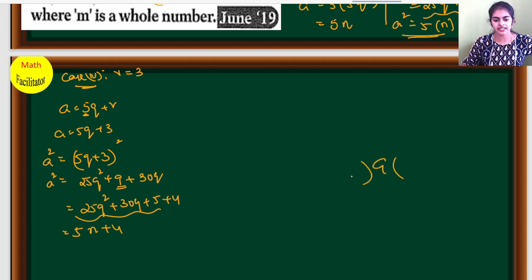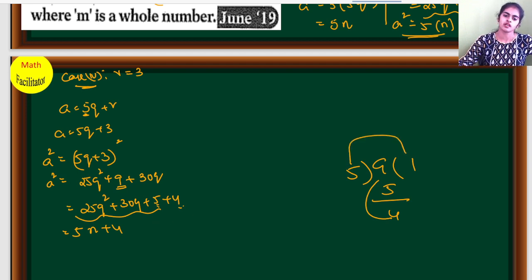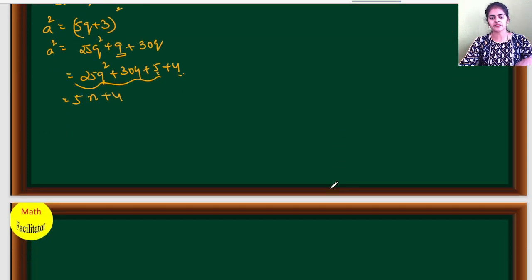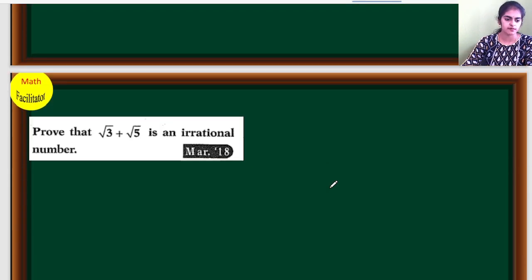And how am I splitting? So 5 ones are 5, I have 4. You can subtract 9 minus 4, so you will have 5. So I can write 5 plus 4, or I can write 5 into 1 is 5 plus 4. Whichever way you do it, you have to get the solution. Is it very clear, everyone? So these are the corresponding essay questions from the previous years. Let's proceed to the next one.